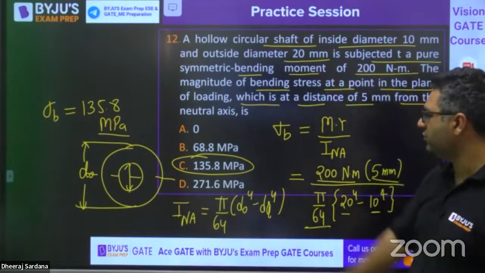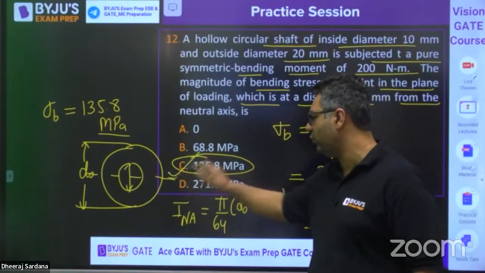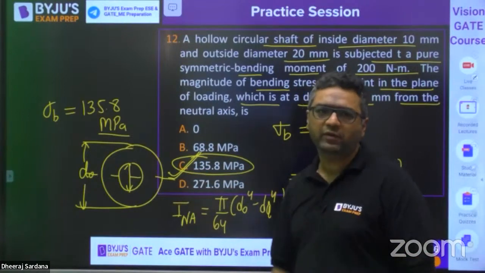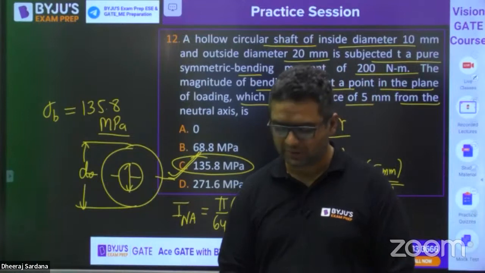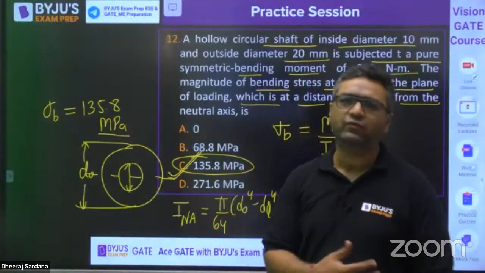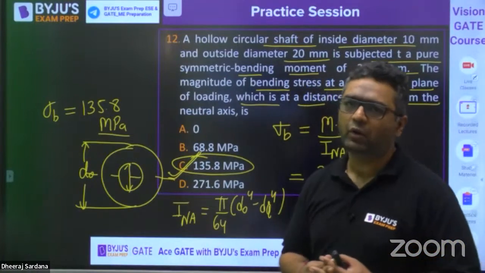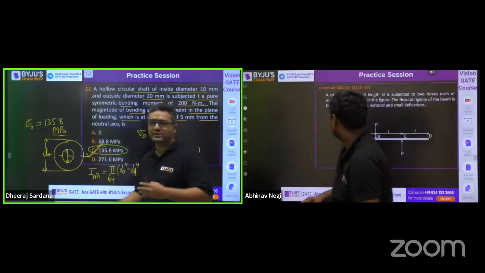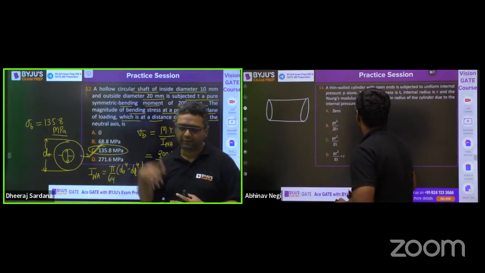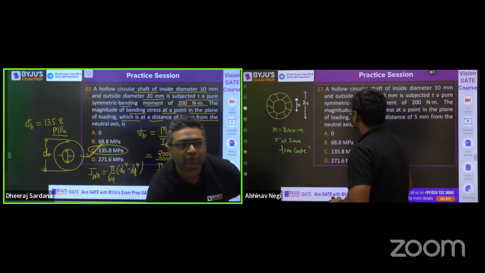Okay. So the answer will be C for this, 135.8 MPa. So now Abhinav sir will be joining for the other questions. And then once again, I will come back for some of the questions from Mohr's circle side and all. Because we have seen already calculative questions. Now we will see some conceptual also when I will be coming again after Abhinav sir.